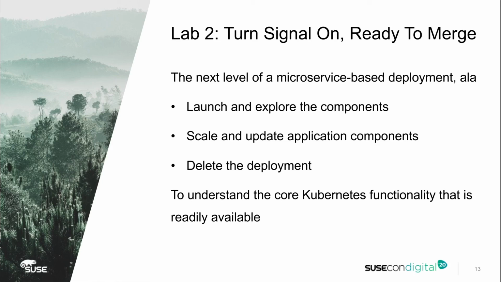So what we're going to cover in this lab is the next level of a microservice-based deployment. We're going to launch it, and we're going to actually explore the components. We're going to see how they were set up, how they were running, and how to interact with them a little bit. We're going to scale the application up and potentially down. We're going to update some of the components, and then we're going to delete that deployment again. So again, this is all about understanding why it's so cool to mess around with Kubernetes and the functionality that it provides.